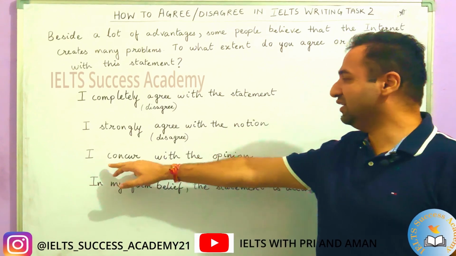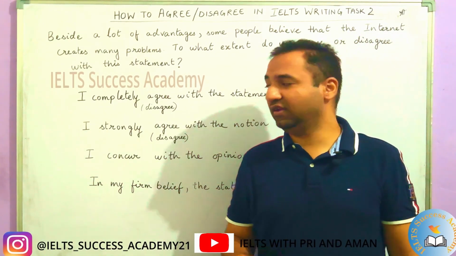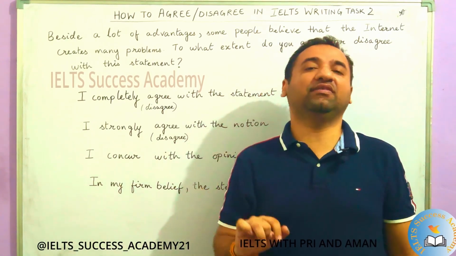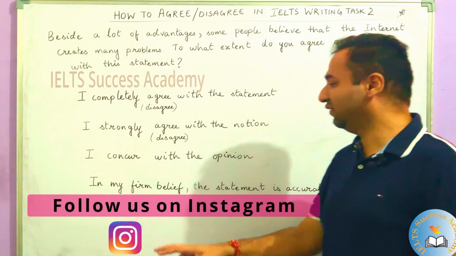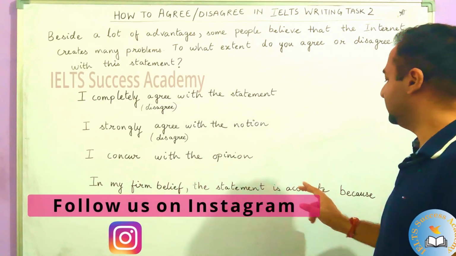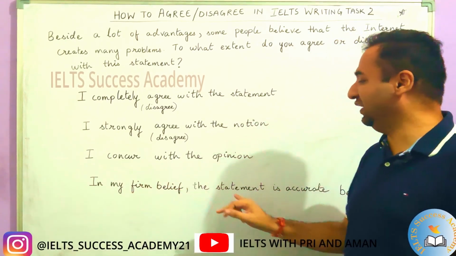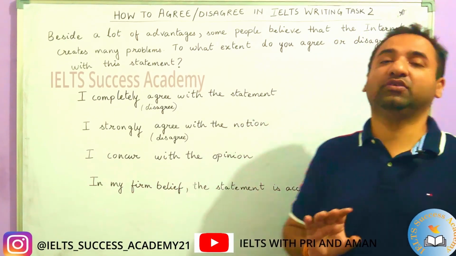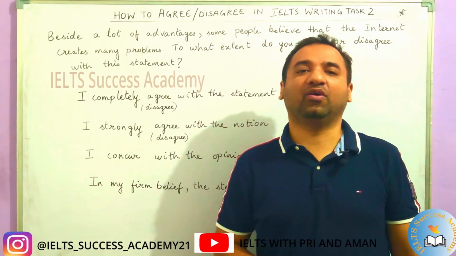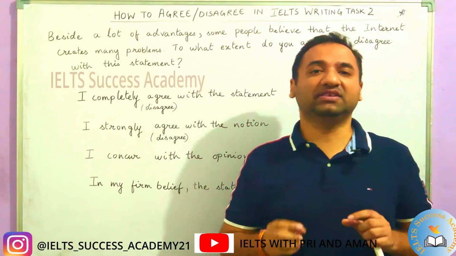The third way is I concur with the opinion. Okay, if you do not like the opinion, you can say I do not concur with the opinion. And the fourth is, in my firm belief, the statement is accurate because. You can also say, in my firm belief, I do not agree with the statement, or the statement is inaccurate. Okay? So this is how you can completely agree or disagree.